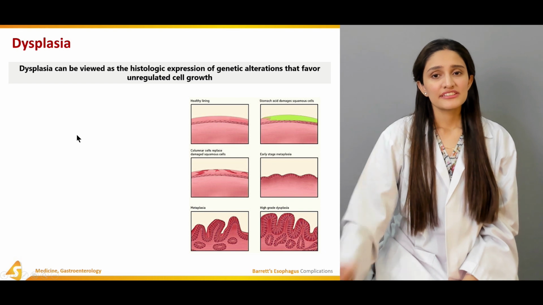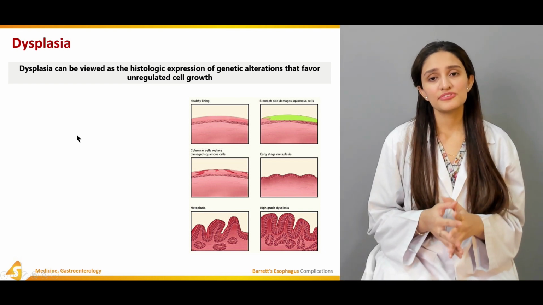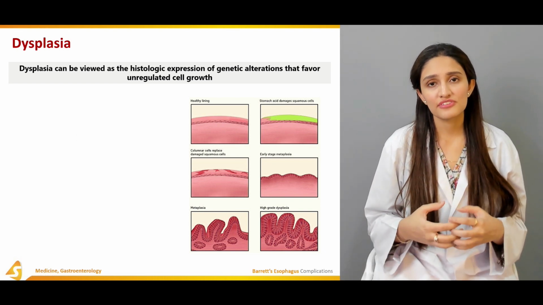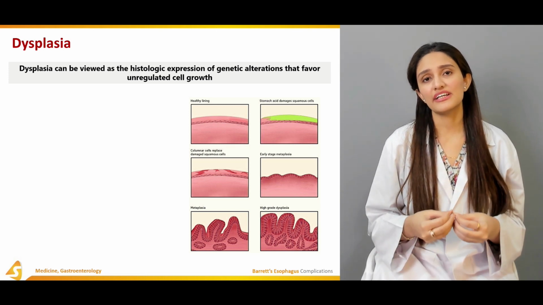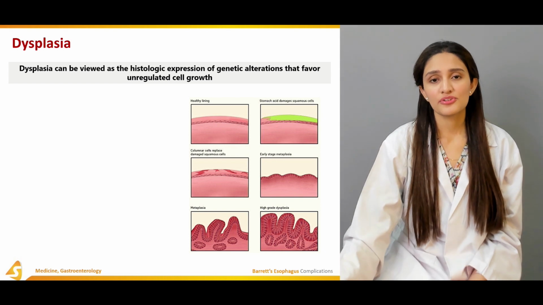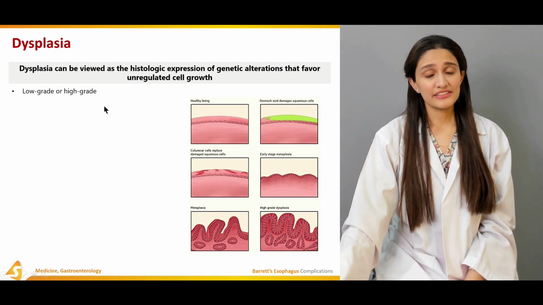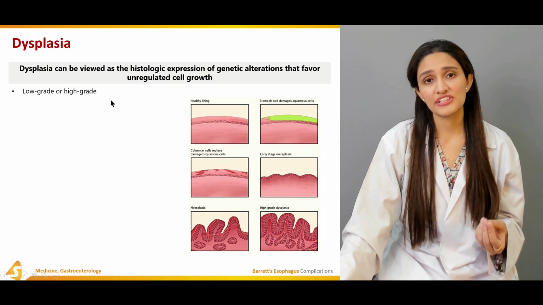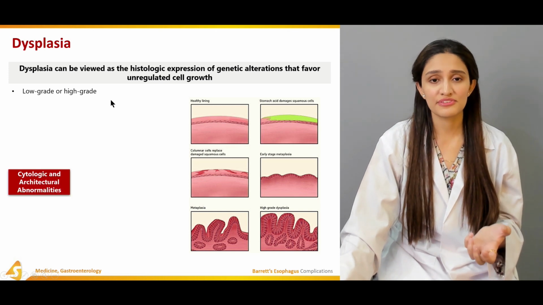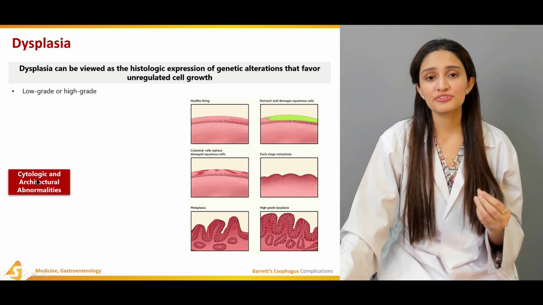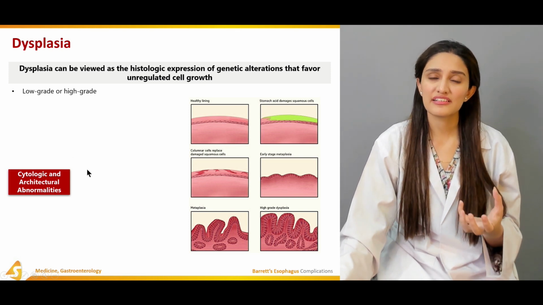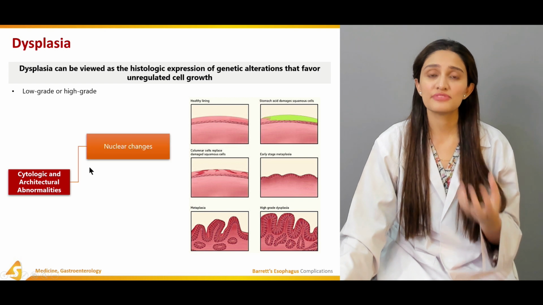Now, dysplasia. Dysplasia can be viewed as the histological expression of genetic alterations that favor any sort of unregulated cell growth. So, we can divide dysplasia into low-grade dysplasia and high-grade dysplasia, like I've mentioned before. And dysplasia typically occurs due to the cytological and architectural abnormalities within the cells.